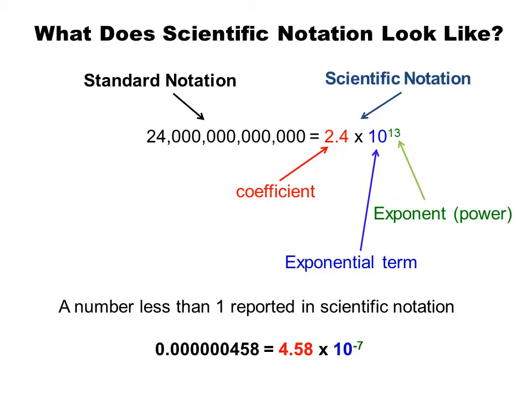Numbers less than 1 are always going to have an exponent that is negative. Numbers greater than 1 are always going to have an exponent that is positive. So always remember that. Another way to think about it, if I move the decimal point to the left to get a number in scientific notation, that number is greater than 1, so it's going to have a positive exponent. If I move the decimal point to the right, then that number is going to be less than 1, so it's going to have a negative exponent.